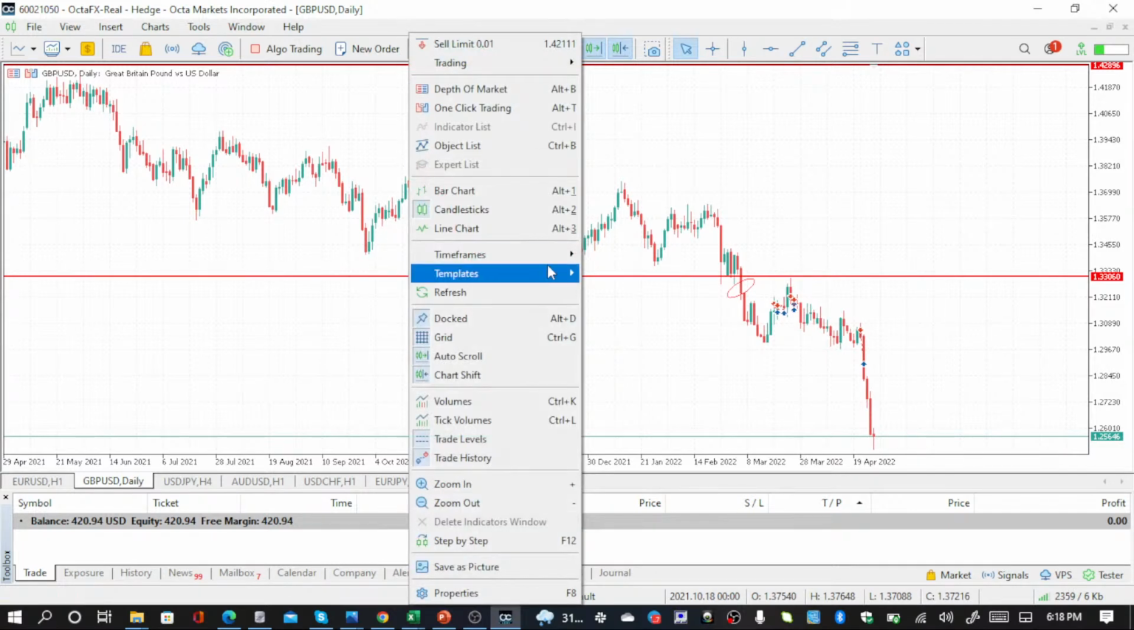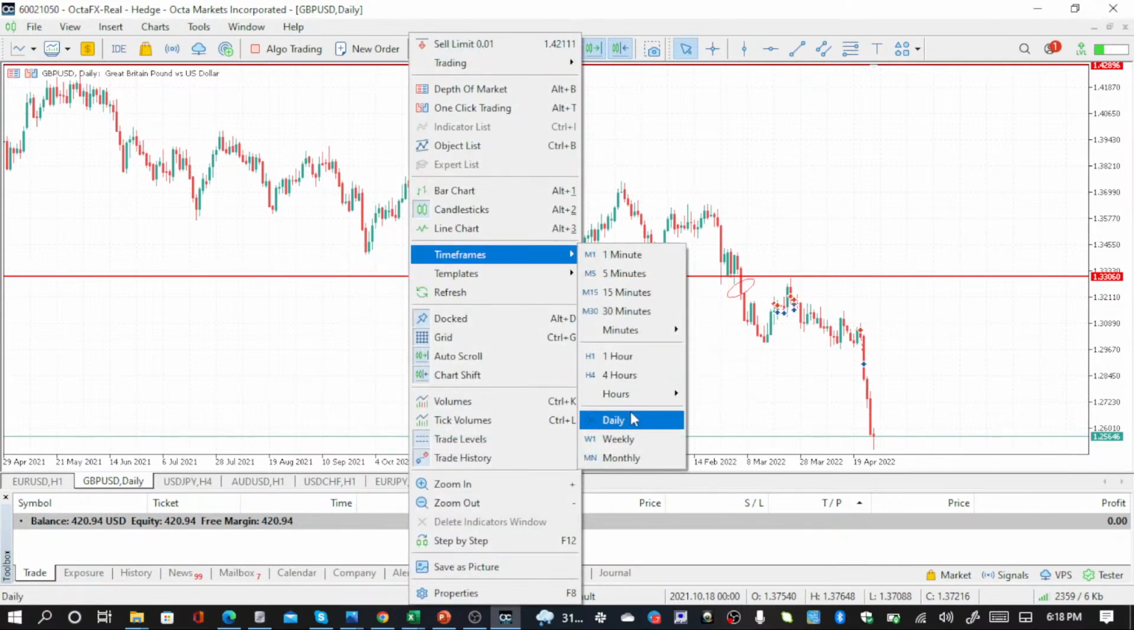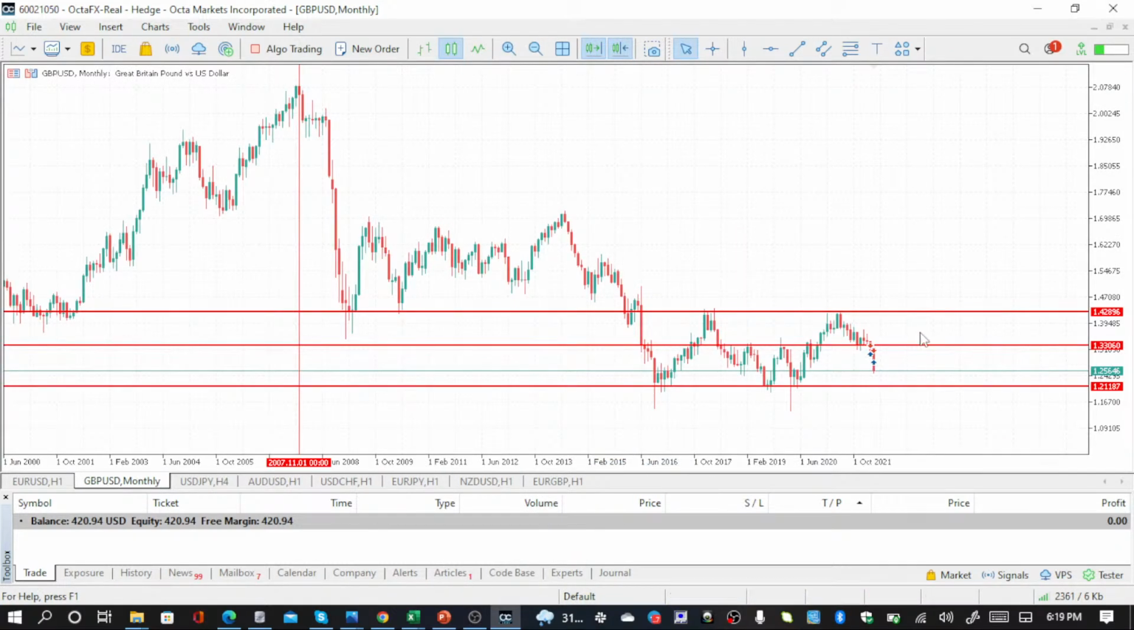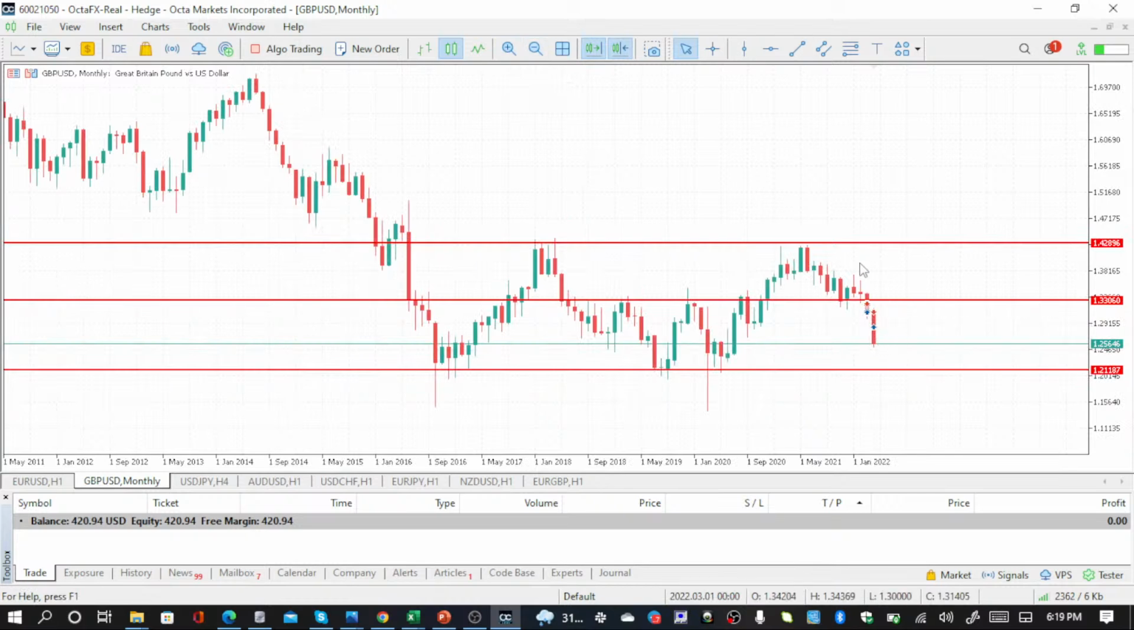Because if you look at the monthly time frame, let's look at the monthly time frame. You see the monthly time frame? Do you see now? It's obvious that there are higher chances that the market would complete this race down to this place.